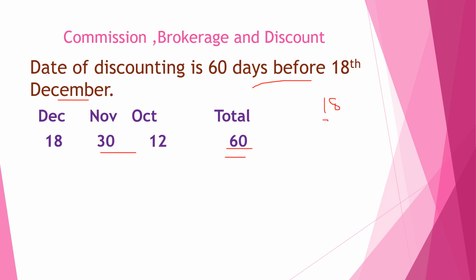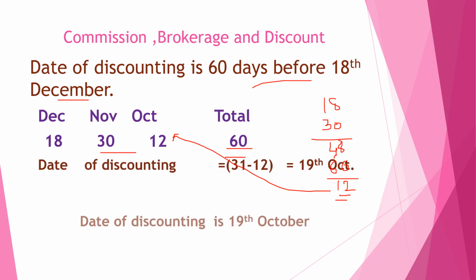And then again we are adding 30. So how will we do it? We get 48. Total we need to calculate 60. So 60 minus 48, how much will we get? We'll get 12 days. So automatically these 12 days will be counted for October. So this will be the nominal due date.